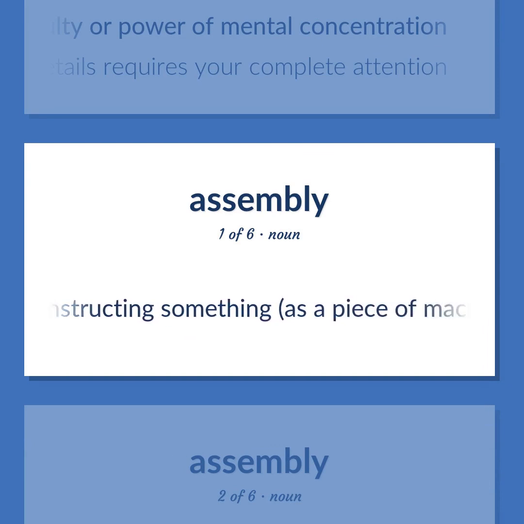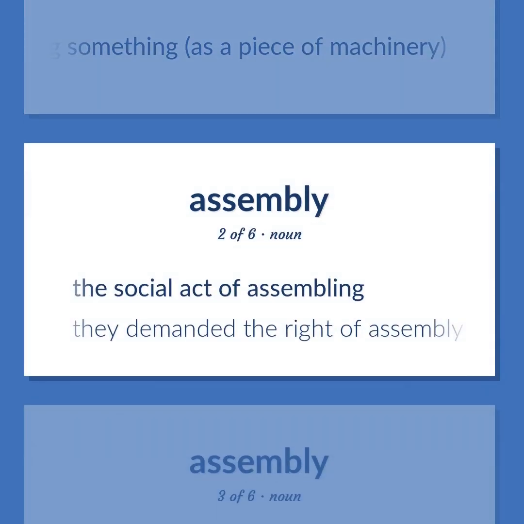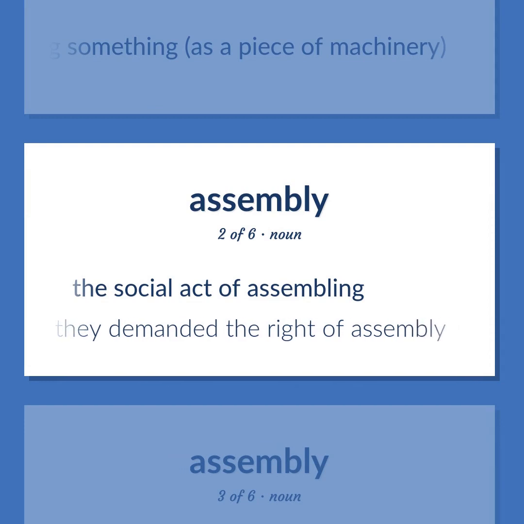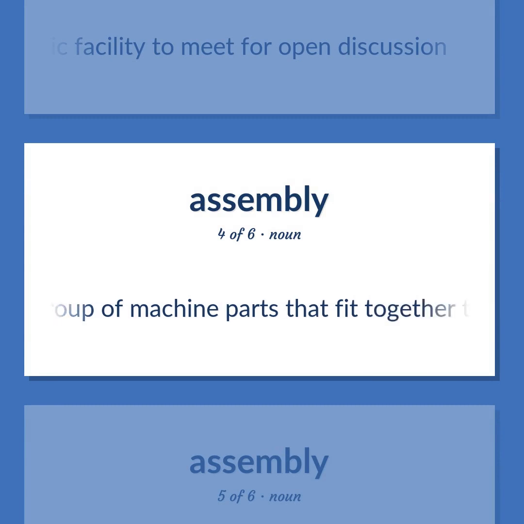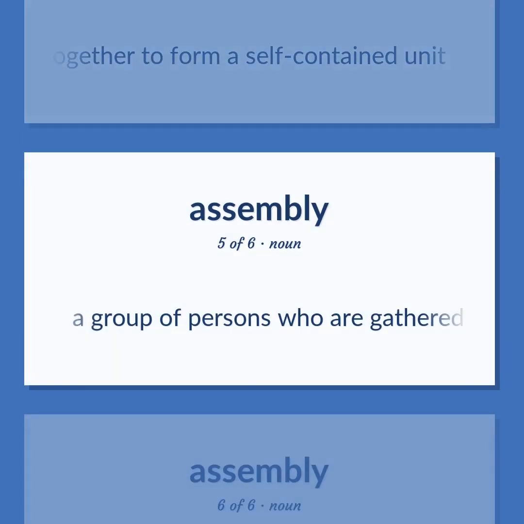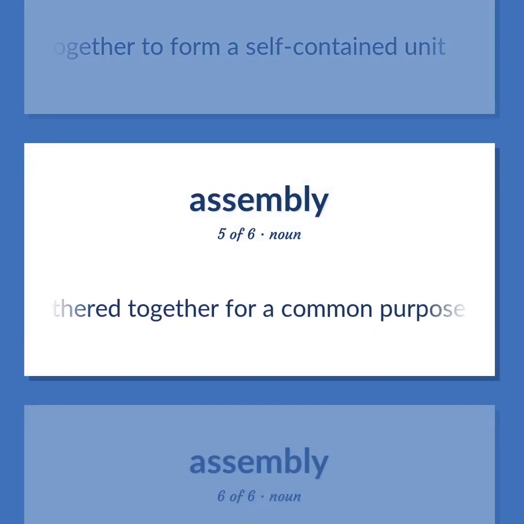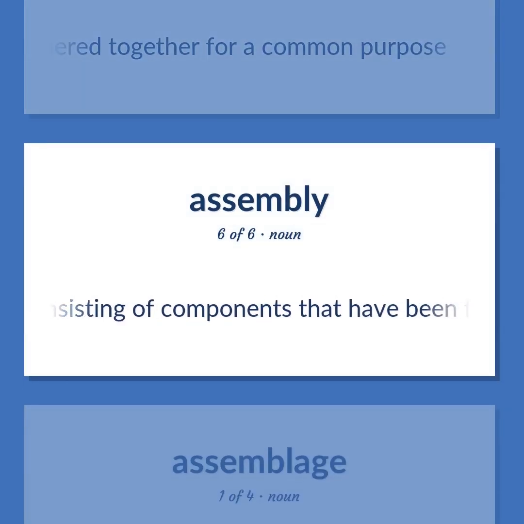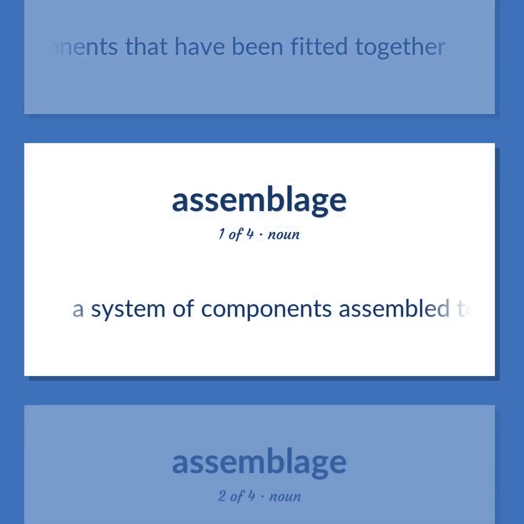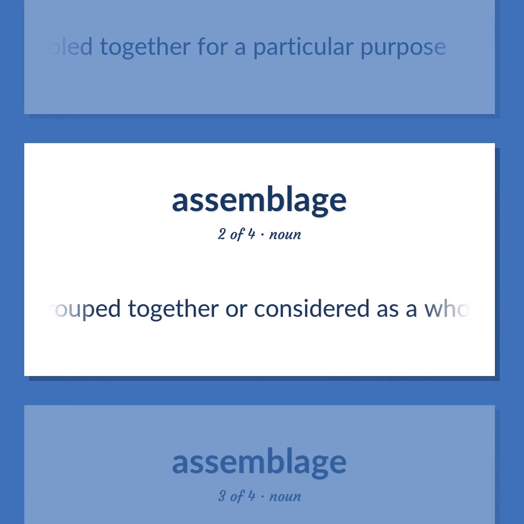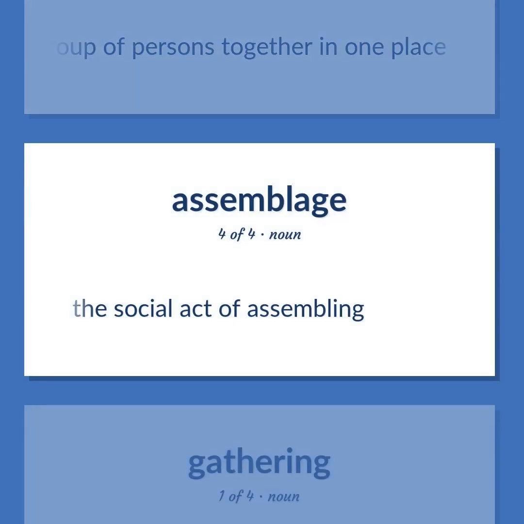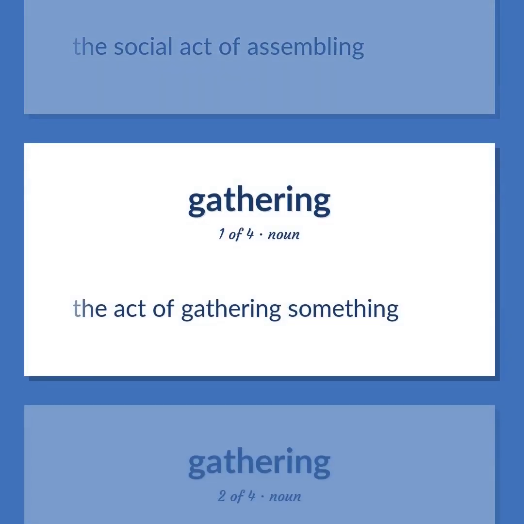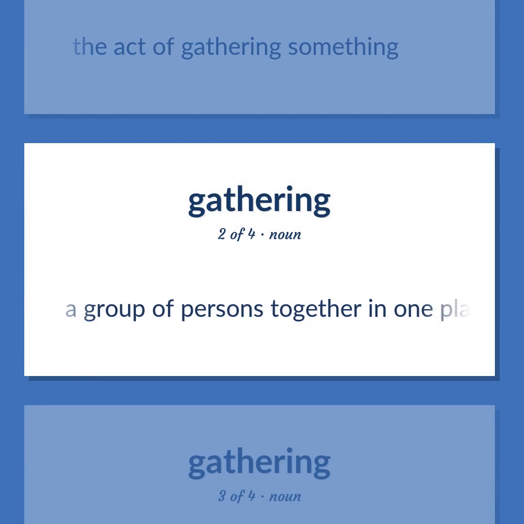The act of constructing something, as a piece of machinery. The social act of assembling. They demanded the right of assembly. A public facility to meet for open discussion. A group of machine parts that fit together to form a self-contained unit. A group of persons who are gathered together for a common purpose. A unit consisting of components that have been fitted together. A system of components assembled together for a particular purpose. Several things grouped together or considered as a whole. A group of persons together in one place. The social act of assembling. The act of gathering something. A group of persons together in one place.